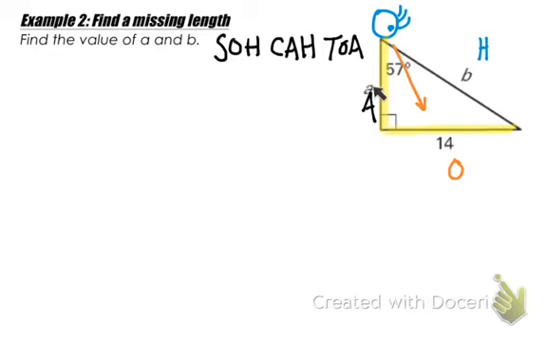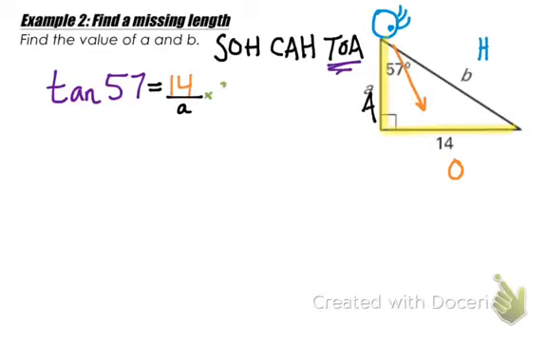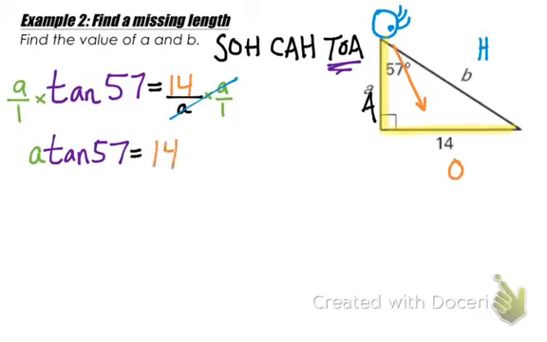So the trig function that uses the opposite side and the adjacent side is tangent. So we're going to use the tangent of the reference angle 57 equals 14, which is the opposite side, over the adjacent side, which is a. Okay, so just like the previous example, we're going to solve for a, so we're going to multiply both sides by a over 1. That'll cancel out on the right side. So then we simplify, so we have a times the tangent of 57 equals 14. And now to get a all by itself, we have to do the inverse operation. A times tangent of 57, we have to divide both sides by tangent of 57.